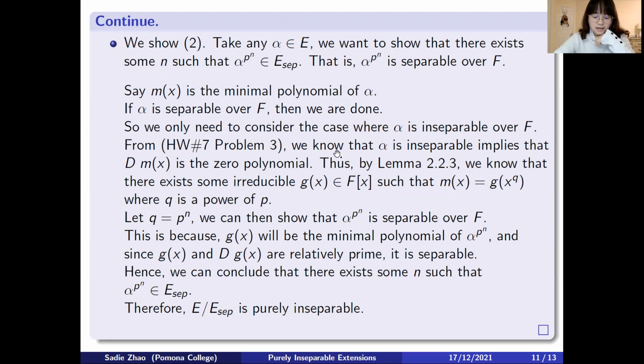For homework 7 problem 3, we know if alpha is inseparable over F, then the derivative of m(x) is the zero polynomial. Then again by lemma 2.2.3, we know there exists some irreducible g(x) such that m(x) equals g(x^q), where q is a power of p. Because q is a power of p, we can let q be p^n. And then we can show alpha^(p^n) is separable over F. This is because g will now be the minimal polynomial of alpha^(p^n). And since g(x) and g'(x) are relatively prime by our lemma, it is separable. Hence, we can conclude there exists some n such that alpha^(p^n) is in E_sep. Therefore, E over E_sep is purely inseparable.